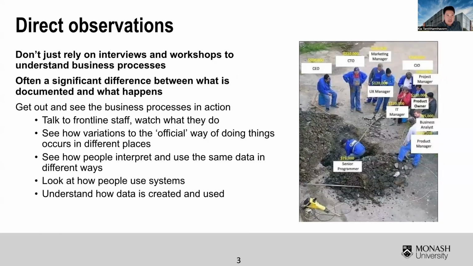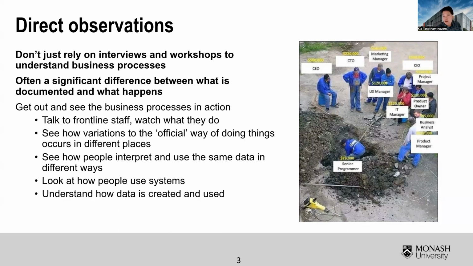Okay, direct observation. As I mentioned before, don't just rely on the interviews and the workshops. Sometimes when we talk to people, they just say something, but in real-world scenarios, they may do the other thing, right? So the best way to understand what the requirement is, or the nature of the software, is to directly observe how the end users use the software. That's the best way, okay? Otherwise, we will not get the right requirements, and whether that requirement should be implemented or not.